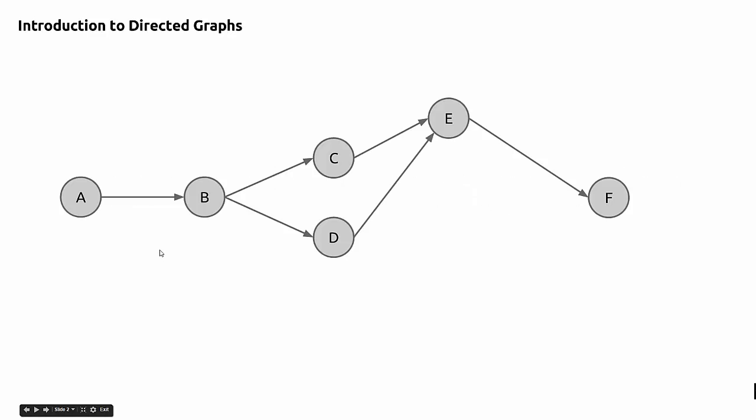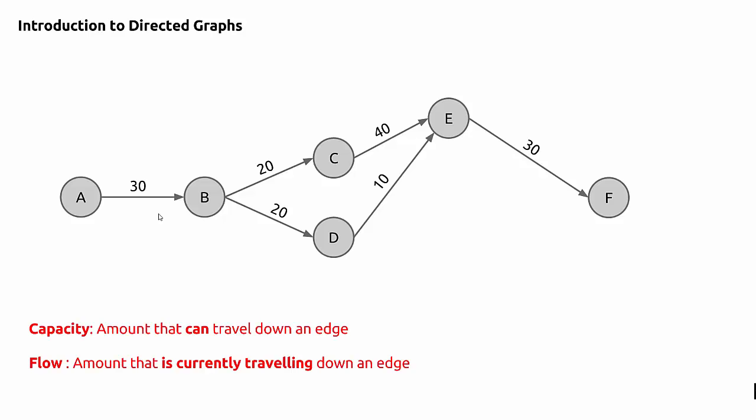A directed graph is a set of nodes or vertices connected by directed edges. These arrows represent these directed edges. Nodes and vertices are two interchangeable terms. I'll be using them both in this video, so don't worry if you hear them both, they mean exactly the same thing. These labels represent the capacity. Now, capacity is the amount that can travel down an edge, and the flow is the amount that is currently traveling down an edge.